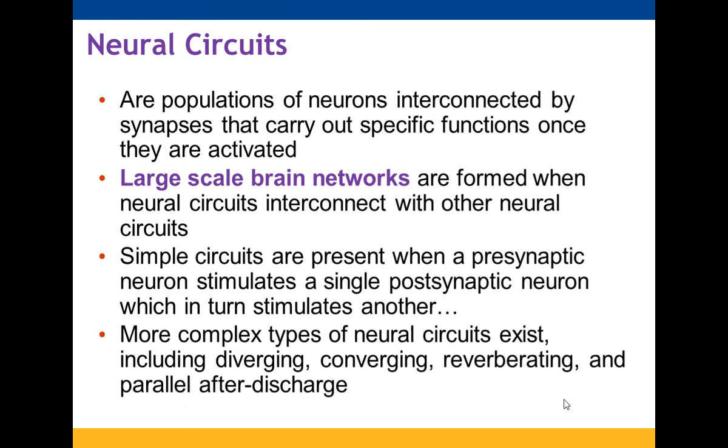Neural circuits, populations of neurons that are connected together by synapses that carry out specific functions after they have been activated. We have large scale brain networks when neural circuits interconnect with other neural circuits. So, individual towns coming together to make up a city. Simple circuits are present when a presynaptic neuron is able to stimulate a single postsynaptic neuron. But there are more complex types of neural circuits, and we'll talk about each of those on the next slide.